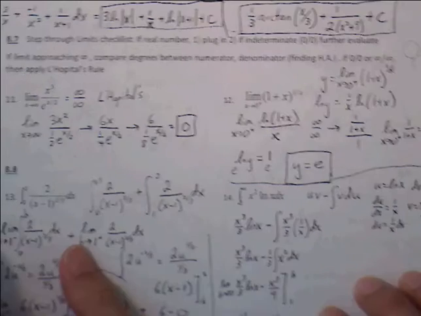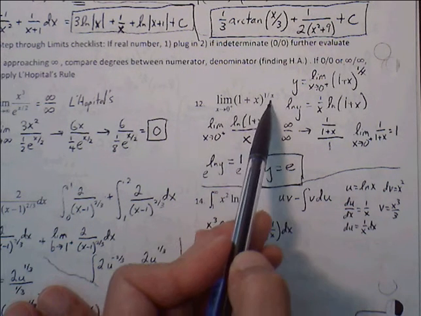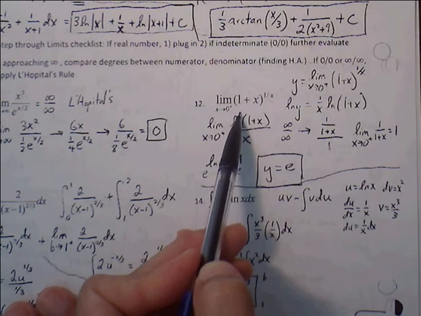All right, number 12. We have limit as x approaches 0 from the right side of 0 of 1 plus x raised to the 1 over x. Now, if we have a variable expression raised to another variable expression, we want to try and involve natural logs. So first off, I'm going to rewrite.